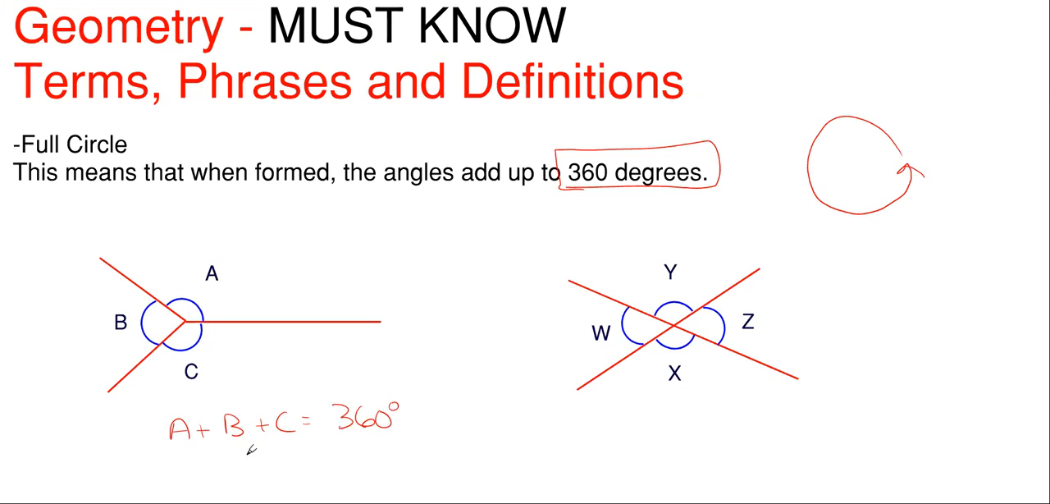And if we knew a couple of those angles, we could find the very last one using this property. And then similarly over here, we have the same thing. We could say W plus X plus Y plus Z gives us 360 degrees.